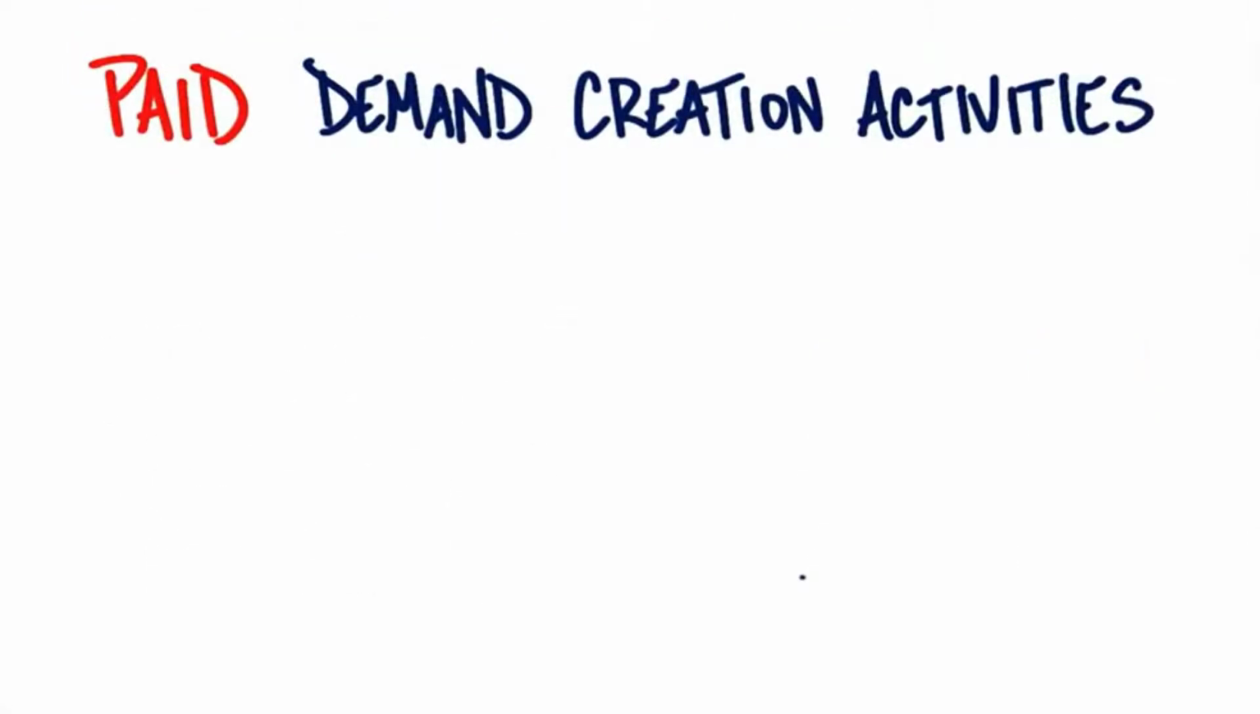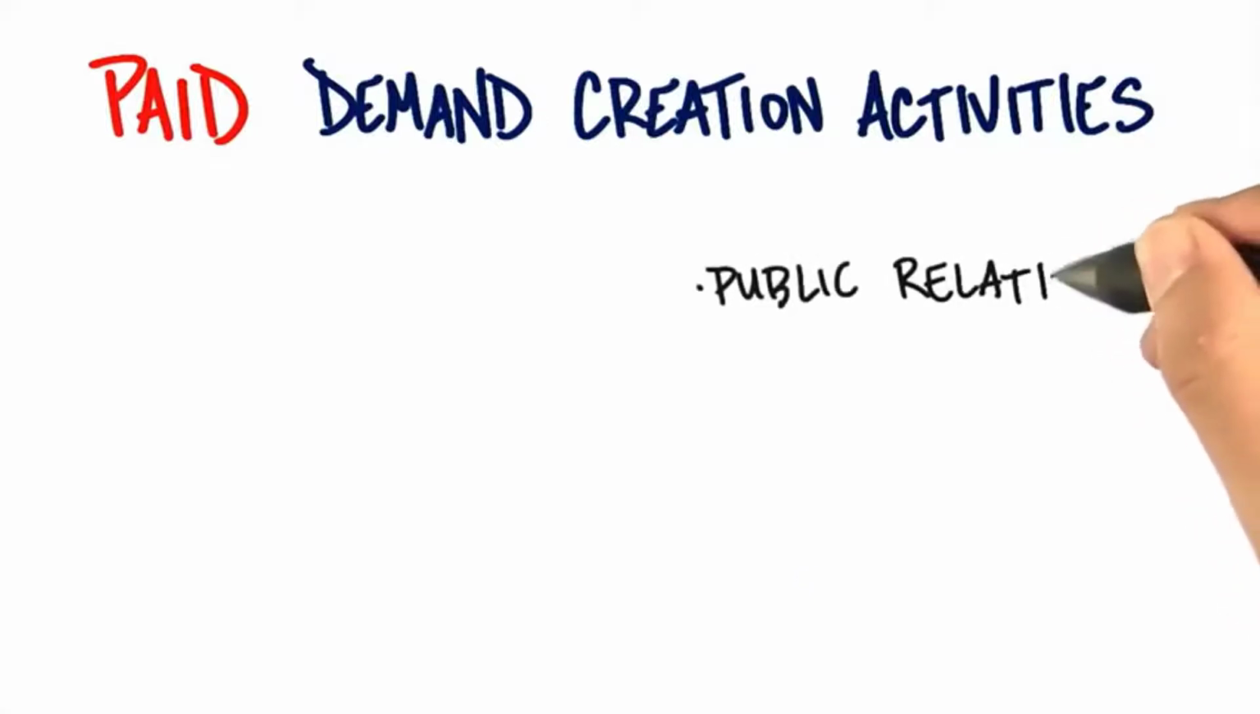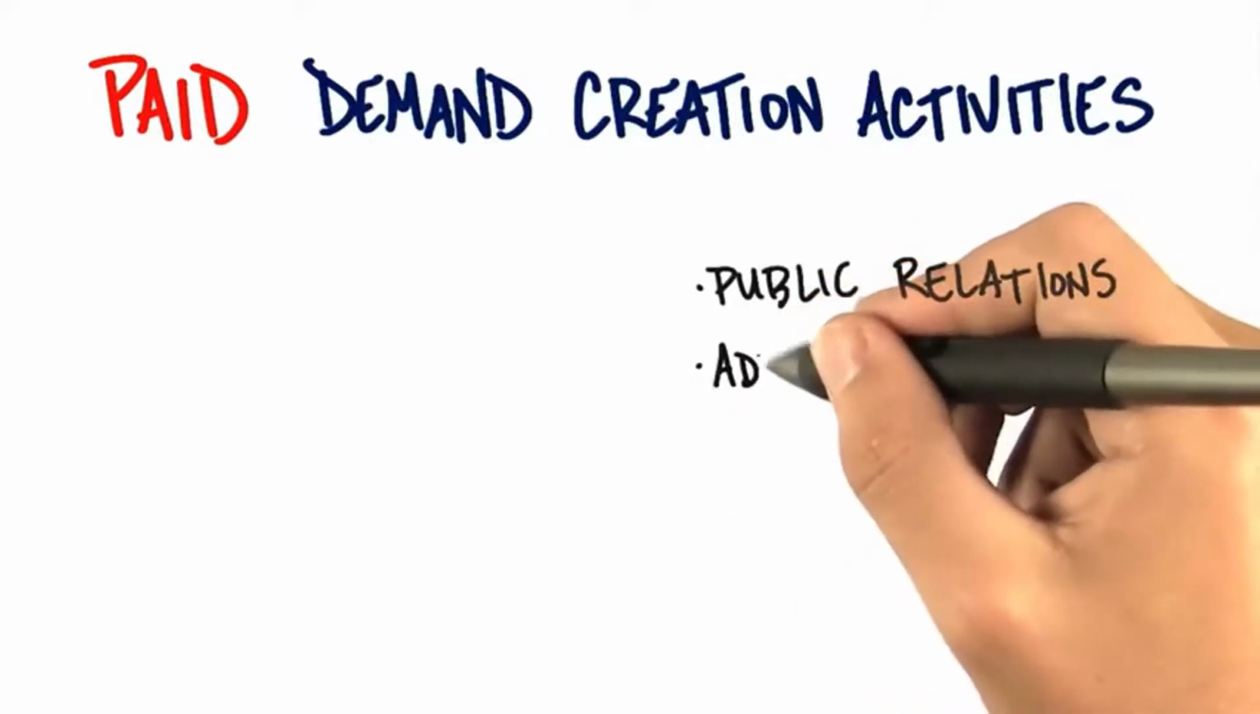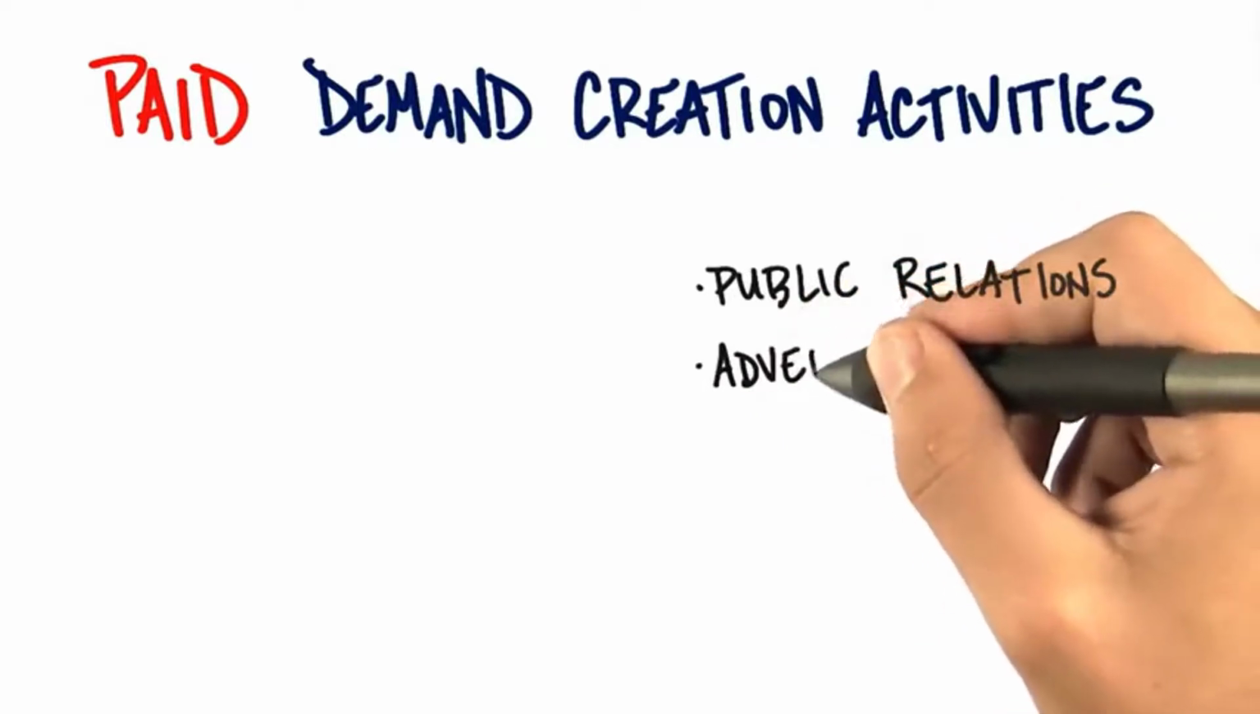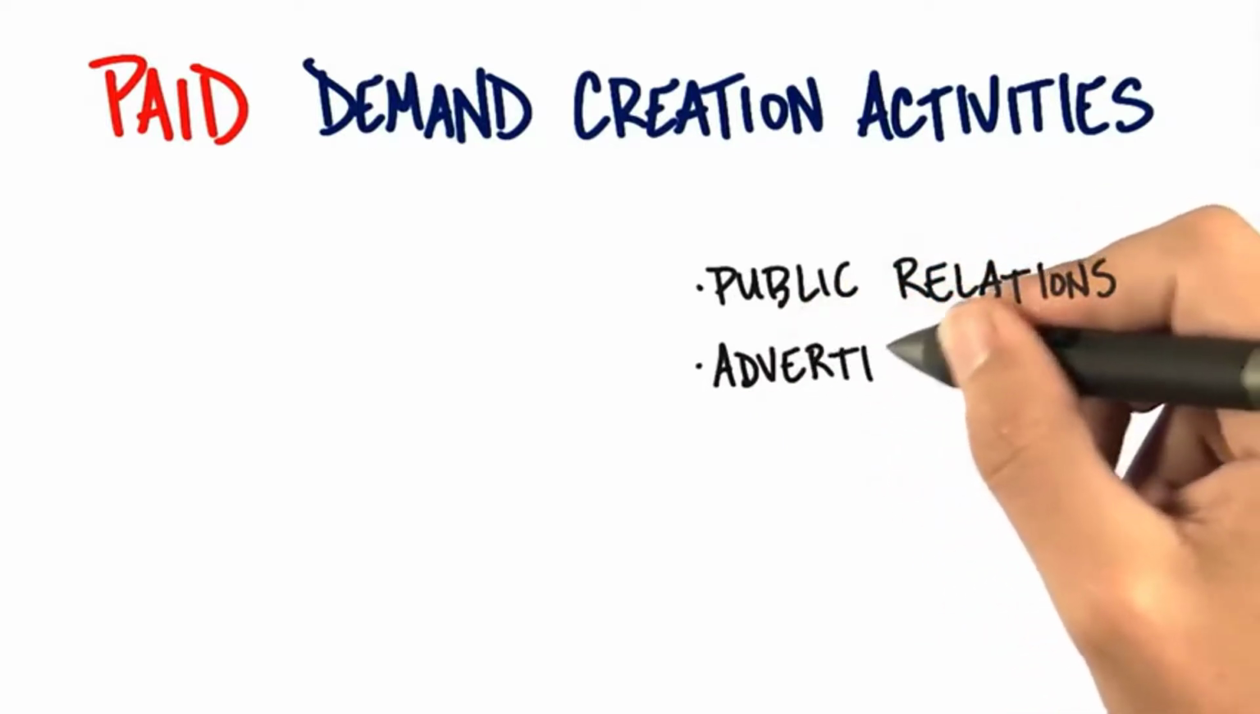The first set of things are paid demand creation activities. Fancy word for saying, I'm going to pay somebody to get your interest. First people I might want to pay is a public relations agency. I might pay them a certain fee per month to help get stories about my products and or my company to appear in newspapers or on blogs or in tech journals, etc. And so hiring a PR agency is a paid demand creation activity.